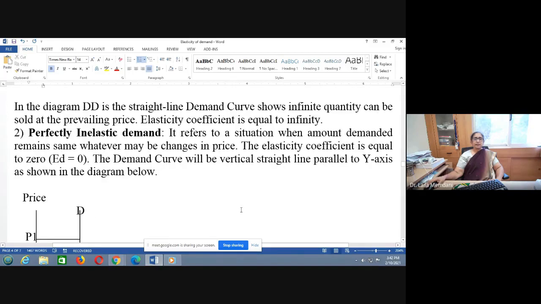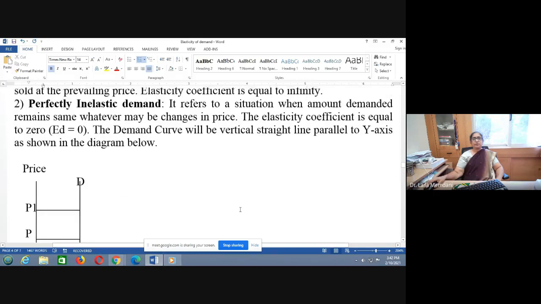Then another extreme is perfectly inelastic demand. It is the opposite. Whatever the price, demand remains the same. For example, salt. Salt, you get it for 10 rupees a kg or 20 rupees a kg, you buy the same quantity of salt. If it is available at a cheaper rate, you don't buy more. So under such a situation, the demand is perfectly inelastic.